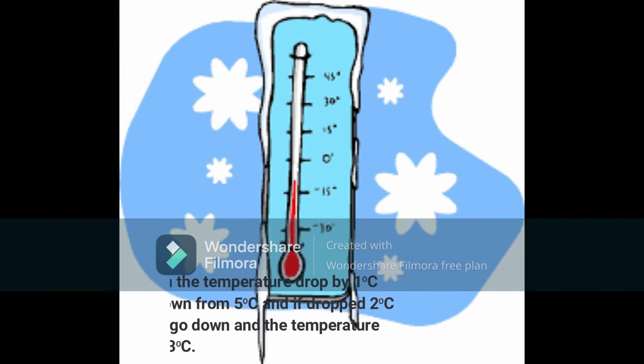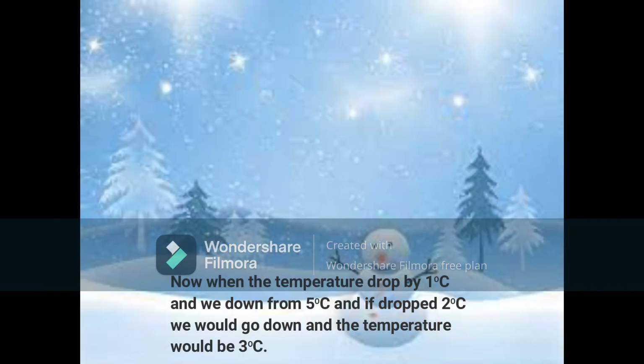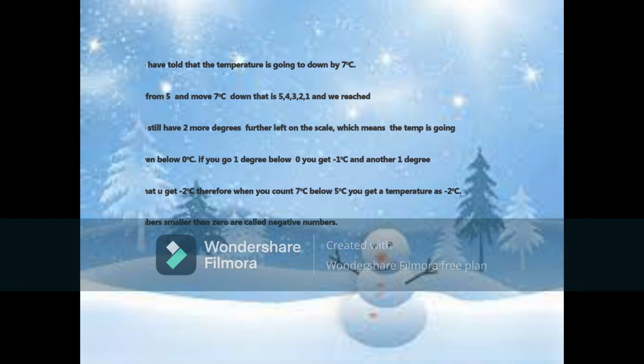Now when the temperature drops by 1 degree, we would go 1 degree down from 5 degrees, and the temperature would become 4 degrees Celsius. If it drops 2 degrees, we would go 2 degrees down from 5 degrees and the temperature would be 3 degrees Celsius. However, since we have been told that the temperature is going to drop by 7 degrees, we start from 5 degrees and move 7 degrees down.